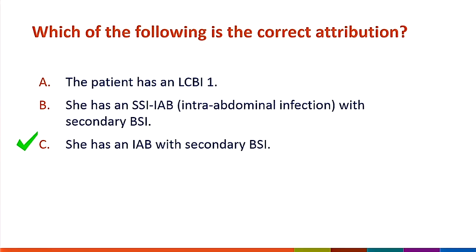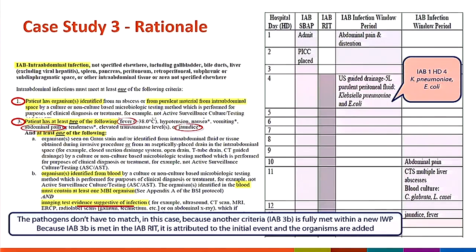The correct answer is C again. She has an intra-abdominal infection with secondary BSI. Let's look at why this is. The patient came in and did not have any surgery from the history. They just came in with abdominal pain and distension, and ultrasound-guided drainage was performed, which was positive for the 2 organisms, Klebsiella pneumoniae and E. coli.